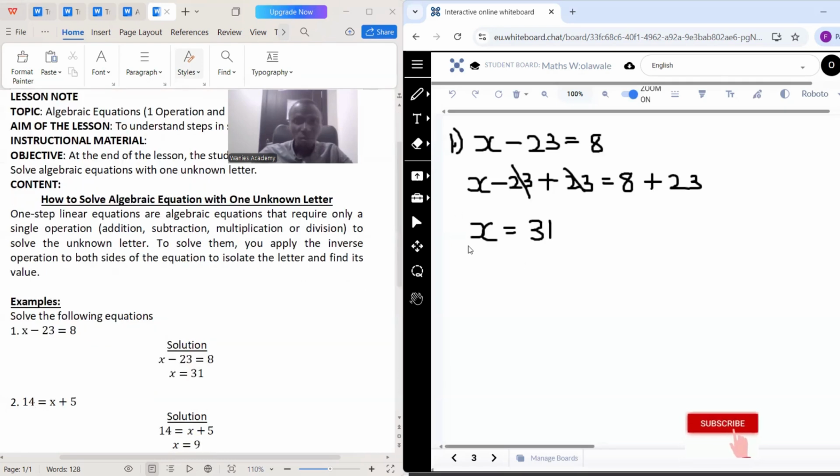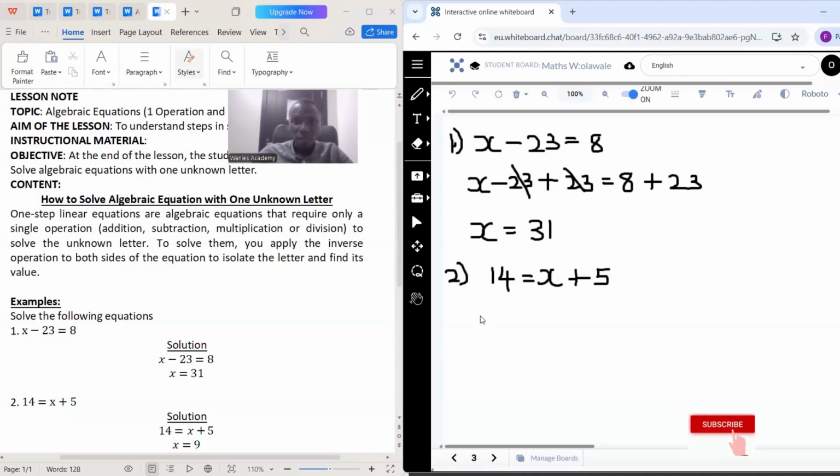Got example 2. In this question, we have 14 equals to, we have x plus 5. Here we have to solve this equation. So what we want to do here now is to subtract 5 from both sides of the equation. With that, we can have only x to be on one side of the equation.